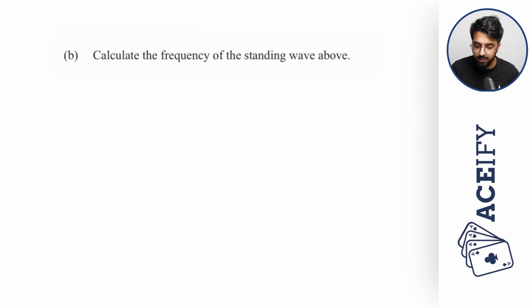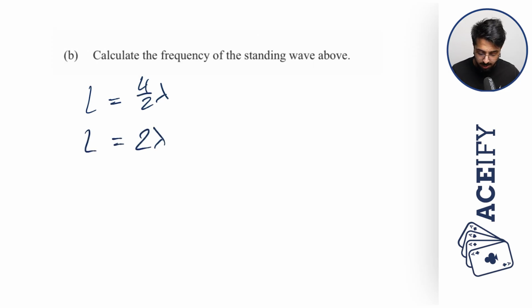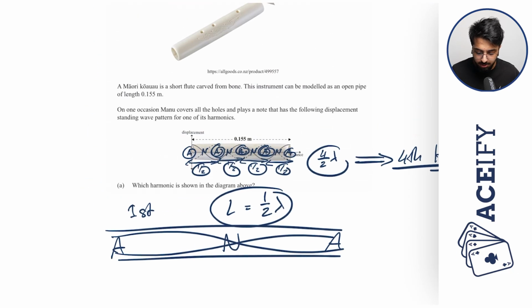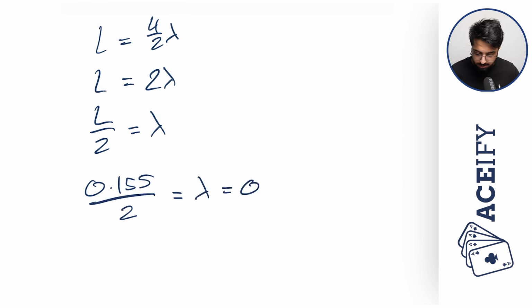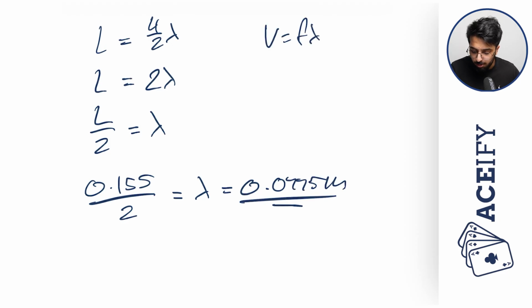Alright, so we figured out that that was our fourth harmonic, and therefore the length is equal to 4/2 wavelengths. And therefore we can simplify this to our length is equal to 2 times our wavelength, and therefore our length all over 2 is equal to our wavelength. We're given a length of 0.155 meters, so 0.155 all over 2 is equal to our wavelength, and this gives us a wavelength of 0.0775 meters.